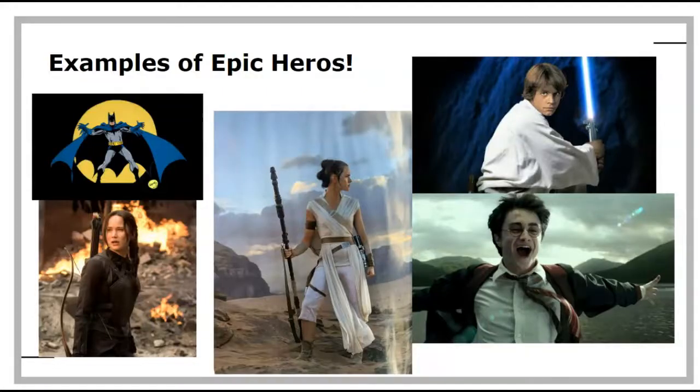And here are some examples of epic heroes. All human. We have Batman, we have Katniss, we have the girl that's Luke Skywalker's daughter. I don't know her name. We have Luke Skywalker, and we have my personal favorite, Harry Potter. And though Harry Potter was magical, he was also part witch. He was also part Muggle, which is human. There you go.